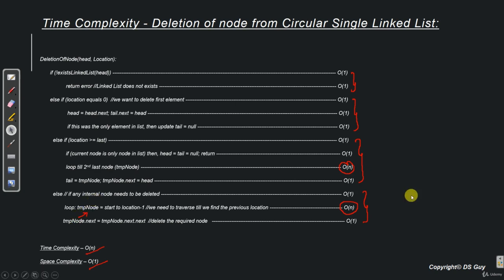So this is all about deletion of a node from a circular single linked list. Hope everything is clear. Now in the next video, let's talk about how we can delete the entire circular single linked list.